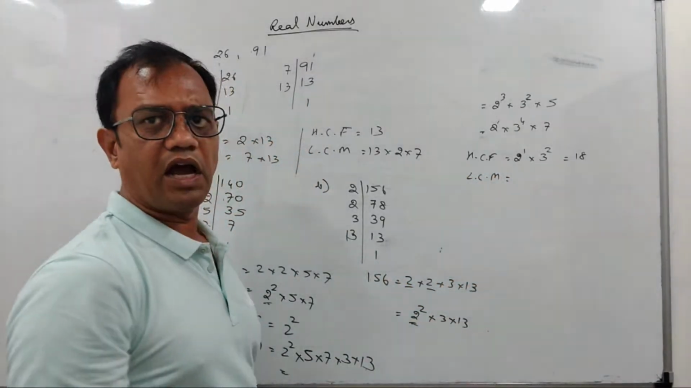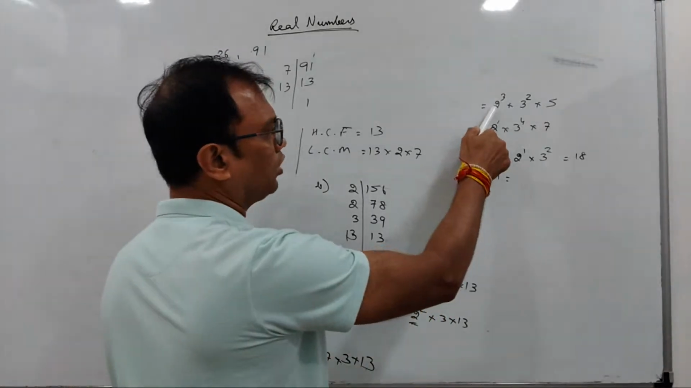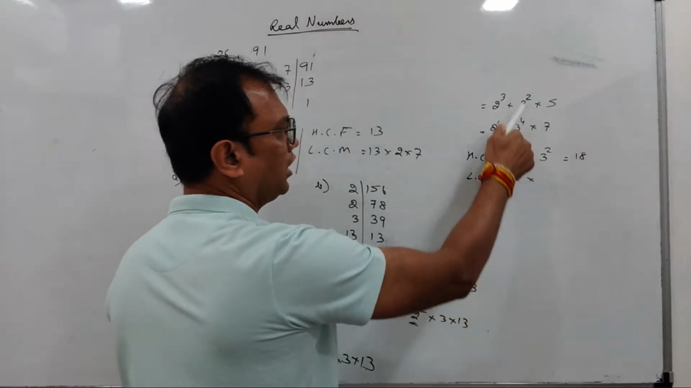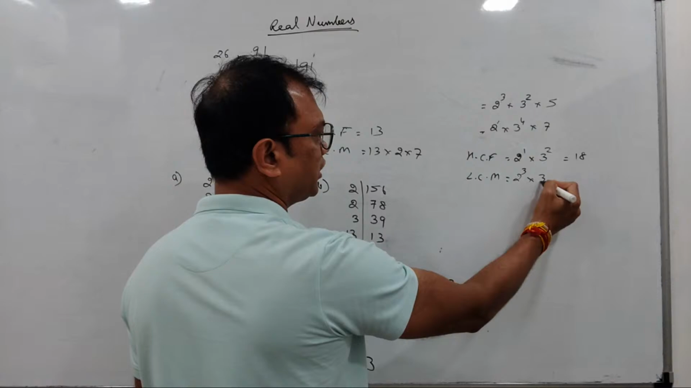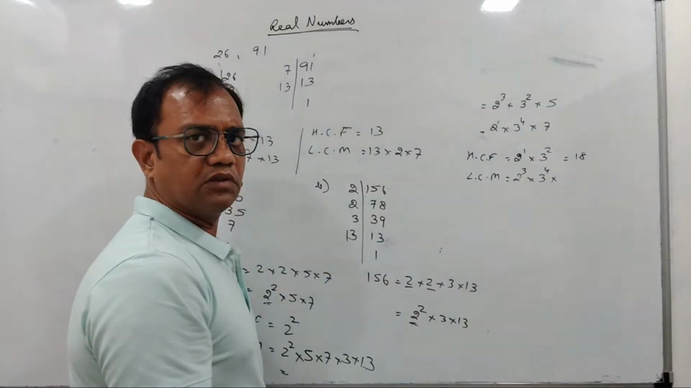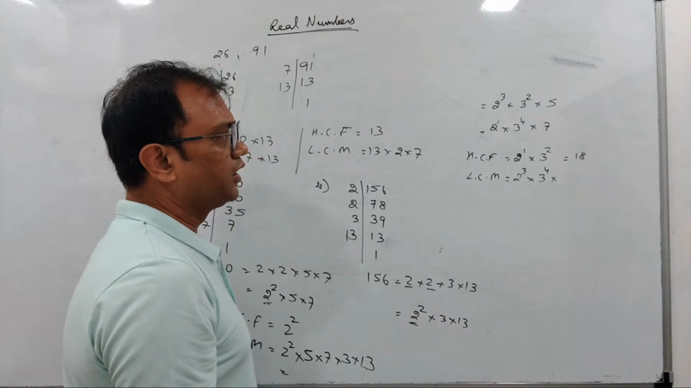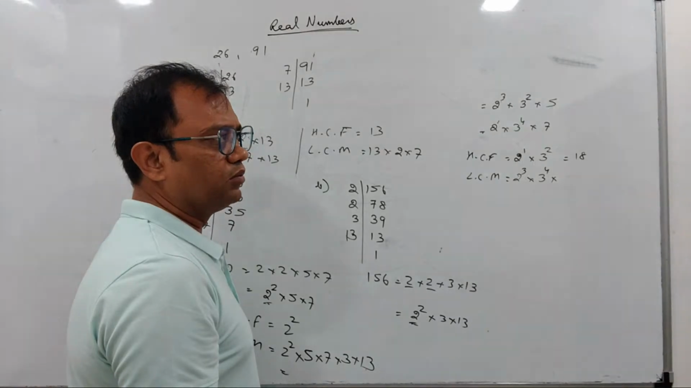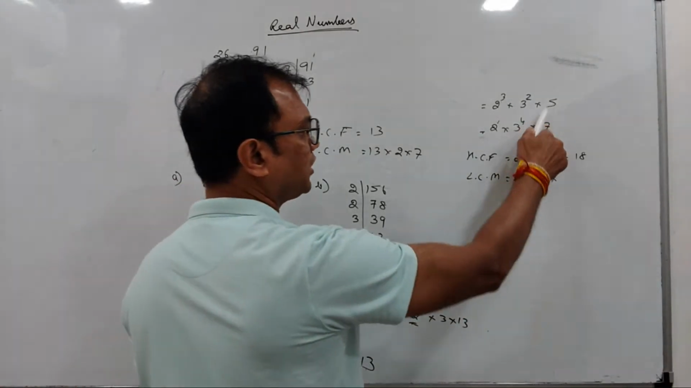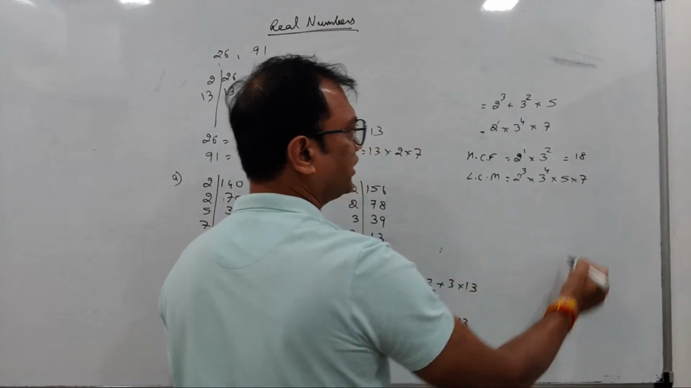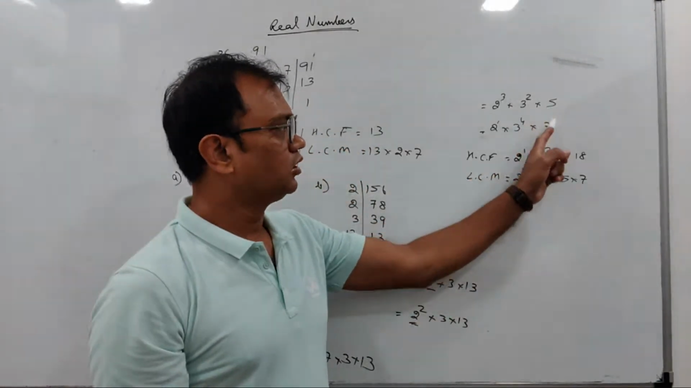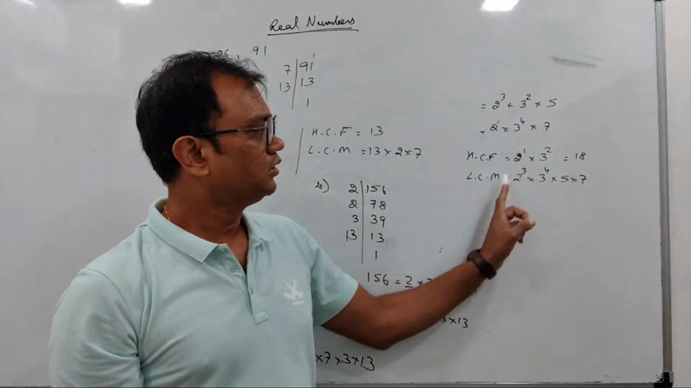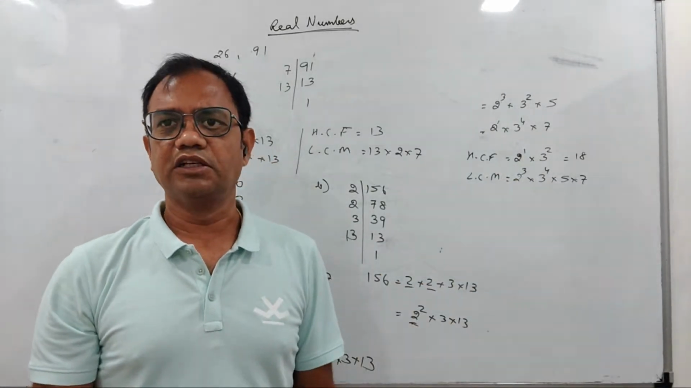For LCM, we write down the higher power. The higher power of the common number: between 2 raised to 3 and 2 raised to 1, the higher power is 2 raised to 3. And over here the higher power is 3 raised to 4. After writing down the higher power of the common numbers, whichever numbers are not common also have to be included. Those numbers are 5 and 7, so we write down 5 and 7 as well. Then if you multiply it, you get the LCM.